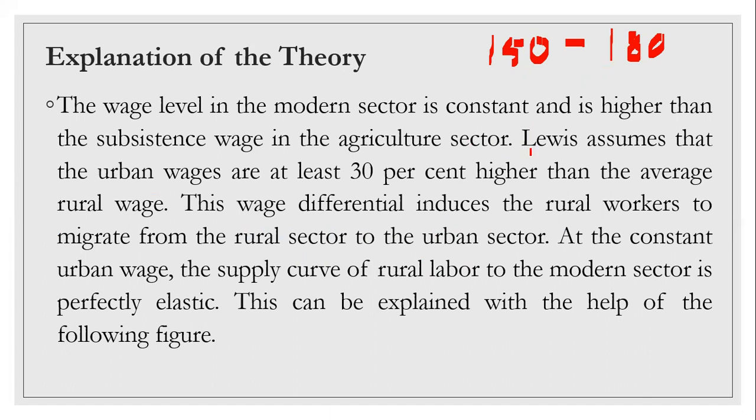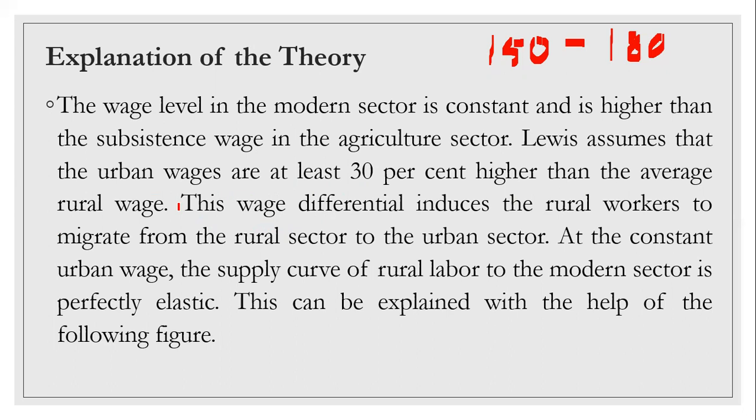Then we have missed one sentence. See here, Lewis assumes that the urban wage rate is at least 30% higher than the average rural wage. This is an important assumption. 30% more will be the urban wage rate compared to the rural wage rate. So this wage differential actually induces rural workers to migrate from the rural sector to the urban sector.